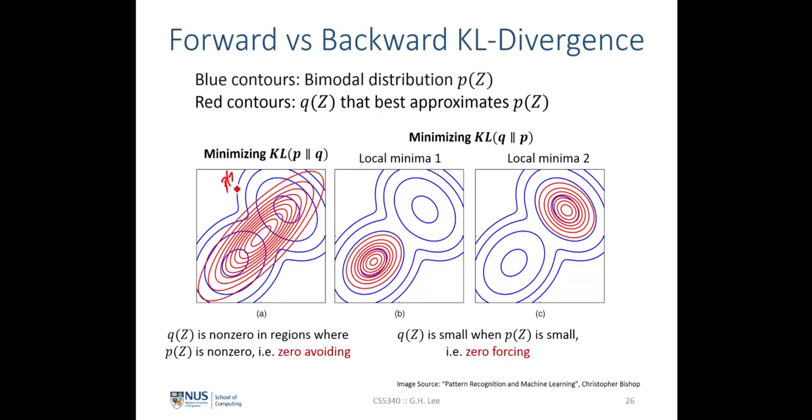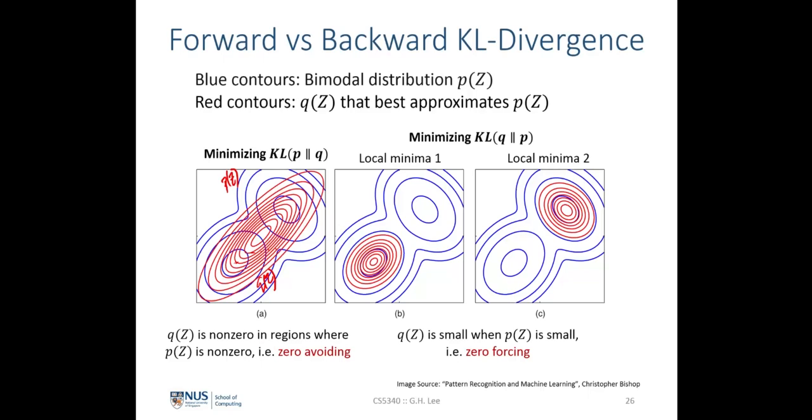Here's the example where the target distribution is given by the blue curves over here. This is our P of Z, and we can see that we are minimizing the forward KL divergence of P and Q here, where this red curve over here is our Q of Z. Since it's 0 avoiding, this means that in all the regions where the target distribution, the blue curve, is non-zero, the proposal distribution must also be non-zero.